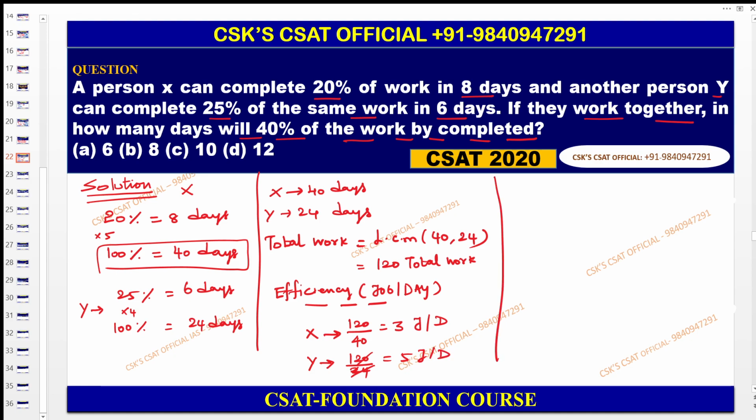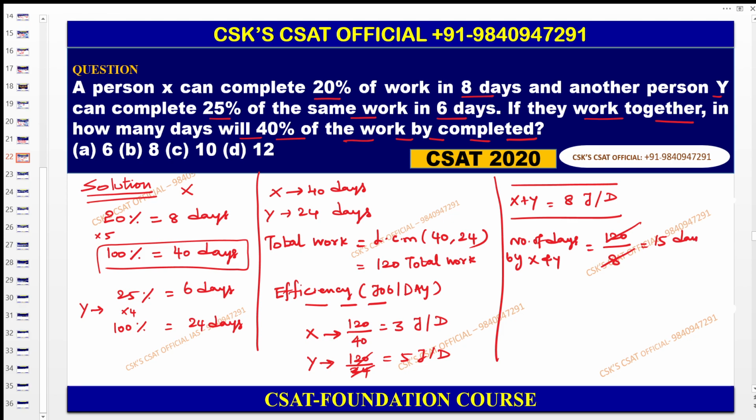Now, if X and Y both are working, then how many jobs? 8 jobs per day. Now, the number of days taken by X and Y is equal to total work divided by their efficiency. So 120 by 8, you can cancel, which is equal to 15 days. So total work is completed in 15 days.